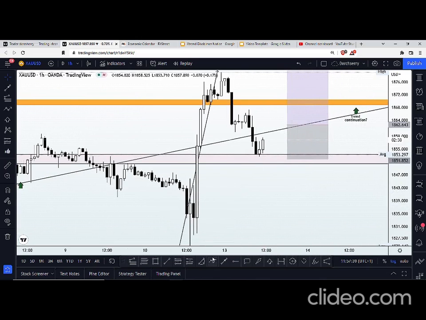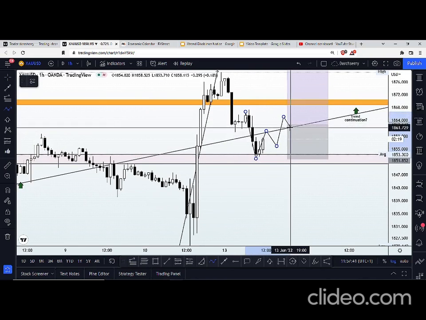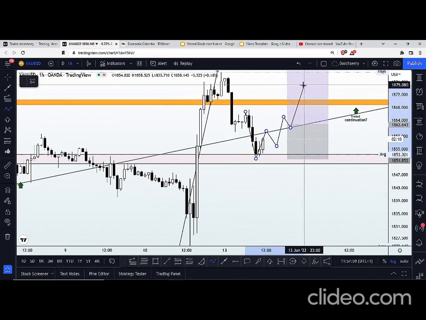I want to see a reversal pattern here. We already have price testing this area. I want to see a reversal pattern in the form of a breakout of structure, a retest. The breakout also shares a confluence with the breakout of that bullish trend line. A retest, then we want to see price moving up to the upside.